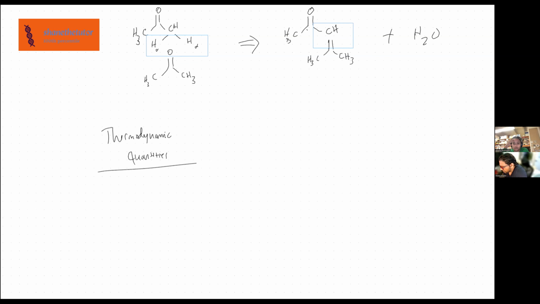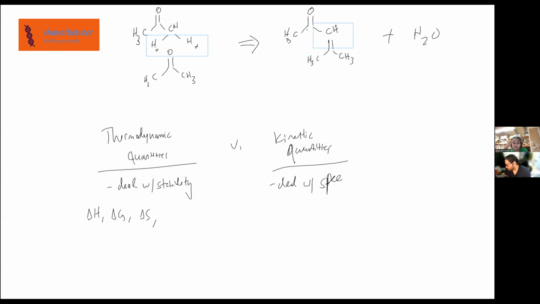So these are things that deal with stability. Examples include enthalpy, Gibbs free energy, entropy, all of these types of things that deal with the overall stability of a molecule. Whereas kinetic quantities deal with speed. When I say that, I mean the rate of a reaction.